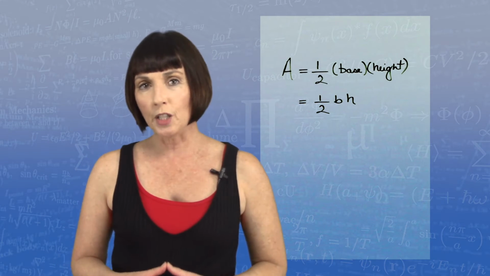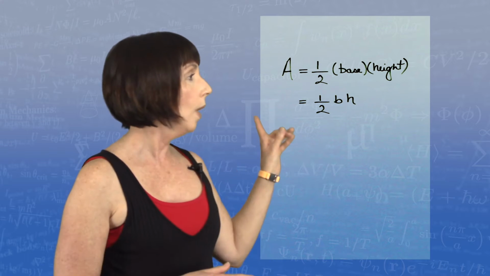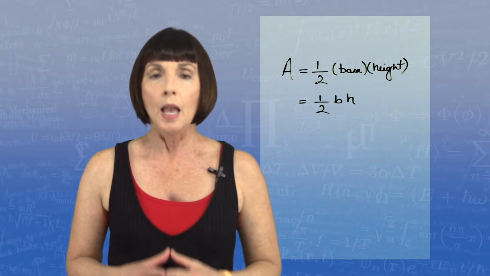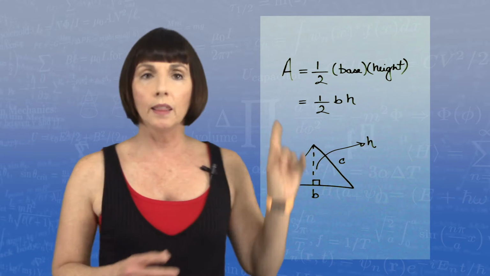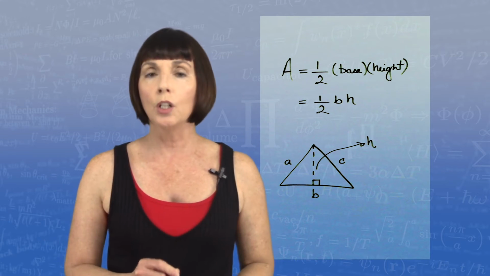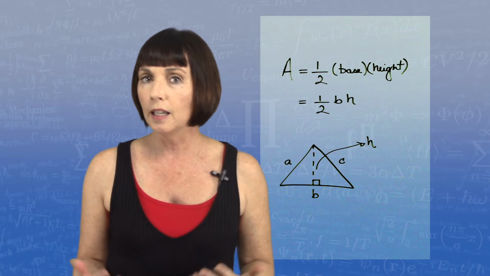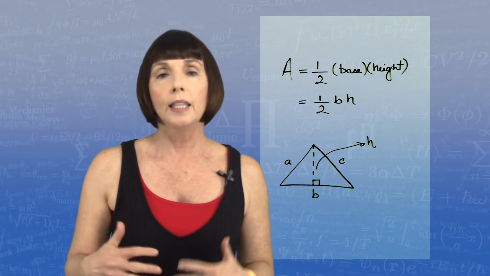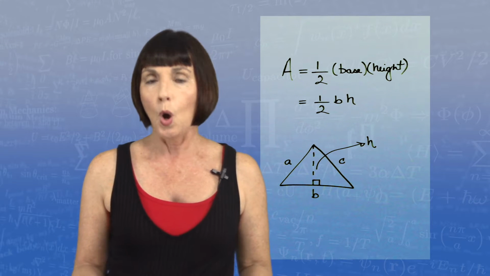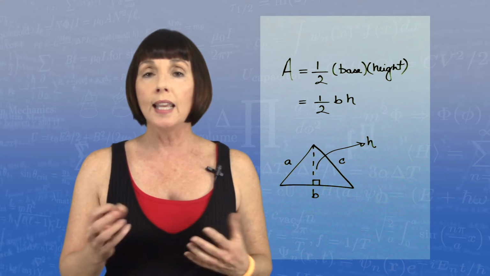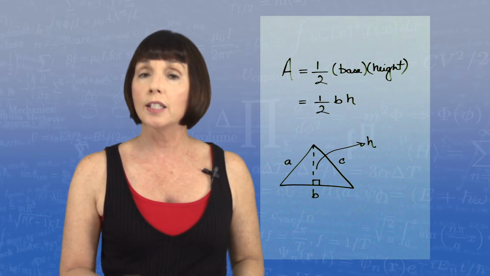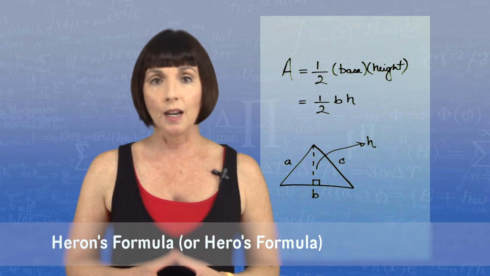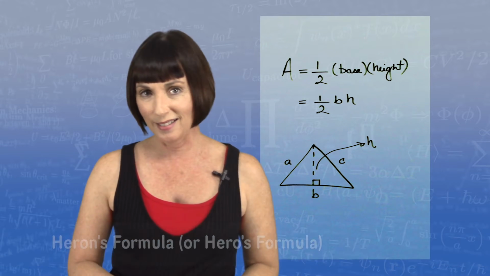The standard formula for the area of a triangle is 1/2 base times height, or 1/2 b times h. But even if you know all three lengths of the sides of your triangle, you still have to find the height, the perpendicular distance from whatever you're calling the base to the vertex, in order to find the area. What if there was a way to find the area of your triangle using just the side lengths? Well, there is. It's called Heron's formula, or sometimes Hero's formula.